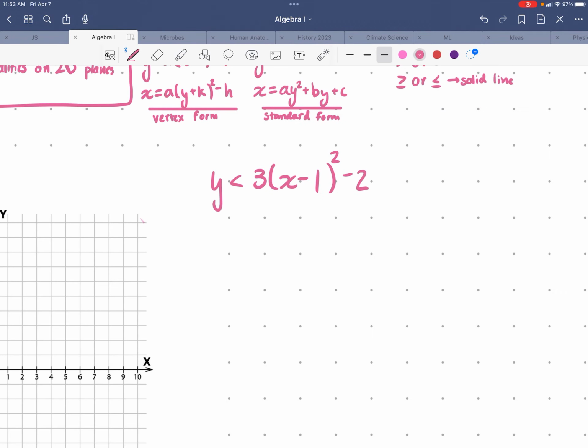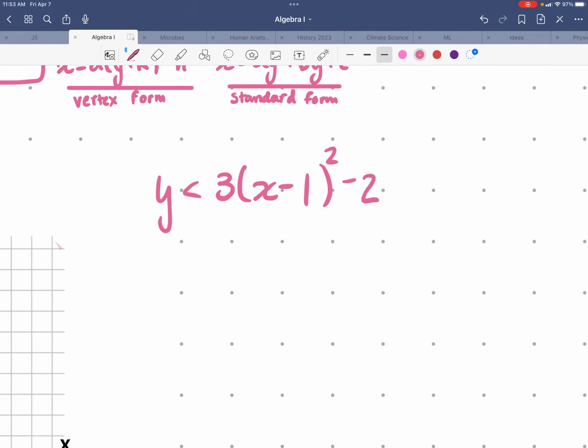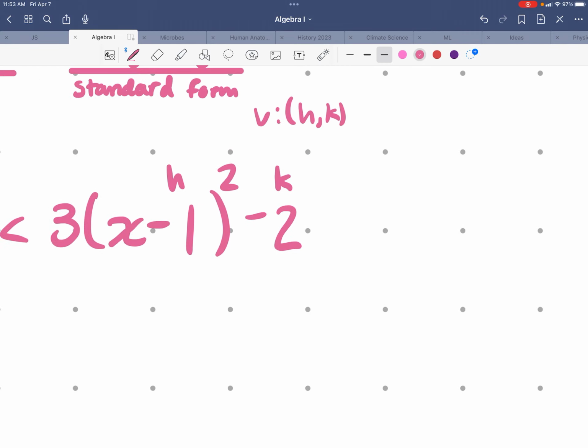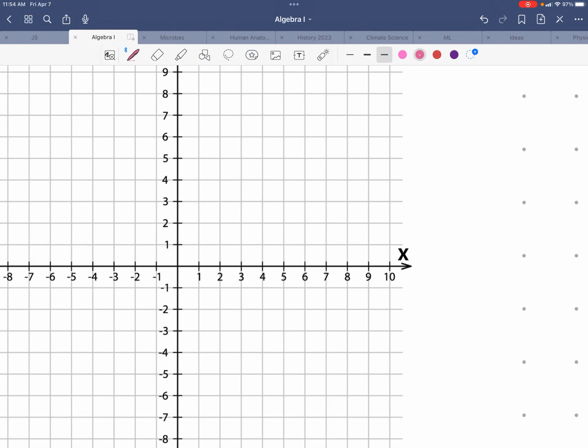So let's get started. First we have y is less than 3 times (x minus 1) squared minus 2. First we should derive the vertex of this parabola, and the vertex of every parabola will always be (h, k). Since our equation is quadratic in the x, h will be on the inside and k will be on the outside. When we derive the values to get our vertex, we always want the value inside the parentheses to be the opposite of what it is when we plug it in. So therefore, the vertex of this parabola will be (1, negative 2). Let's graph this.